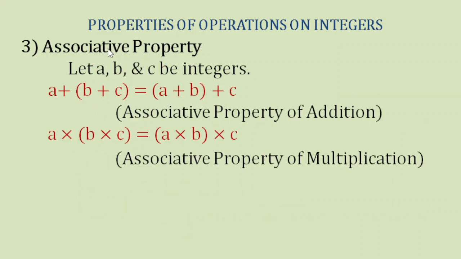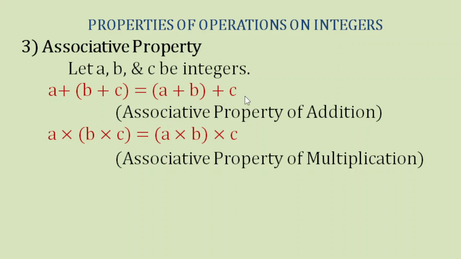Let's talk about associative property. If a, b, and c are integers, then a plus the quantity b plus c equals the quantity a plus b plus c. So this is what we call associative property of addition. And also, a times the quantity of b times c equals the quantity a times b times c. And this is associative property of multiplication.